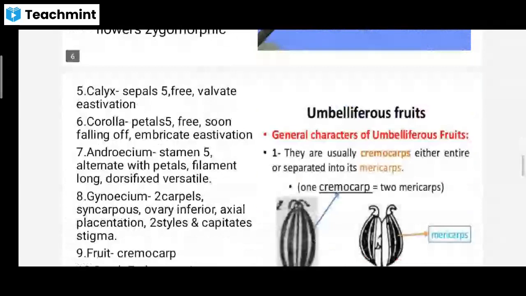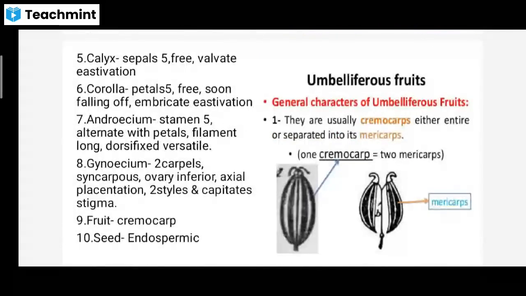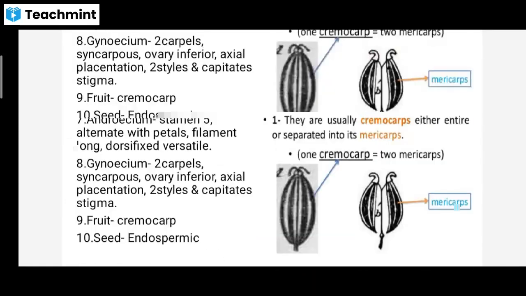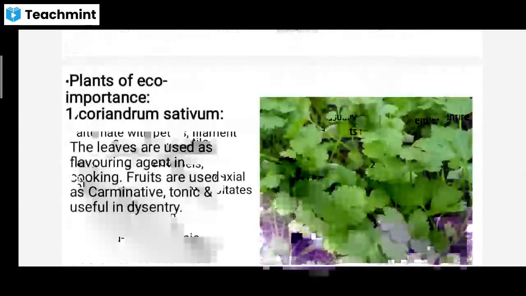Next is androecium. Stamens 5, alternate with petals, filaments long, dorsifixed, versatile. Gynoecium: 2 carpels, syncarpous, ovary inferior, axile placentation, 2 styles, capitate stigma. Fruit cremocarp. Cremocarp means dry dehiscent fruit dividing into two mericarps. Seed is endospermic.